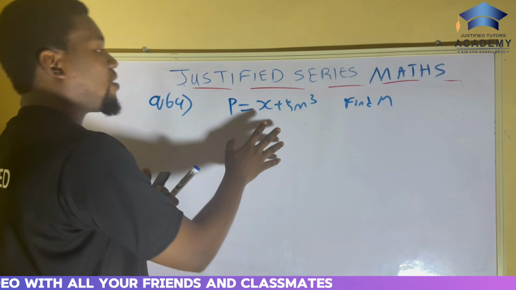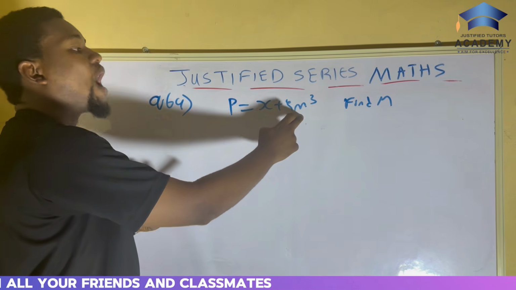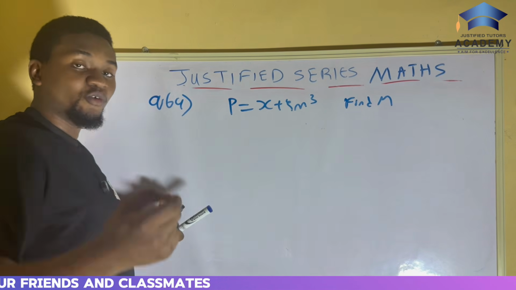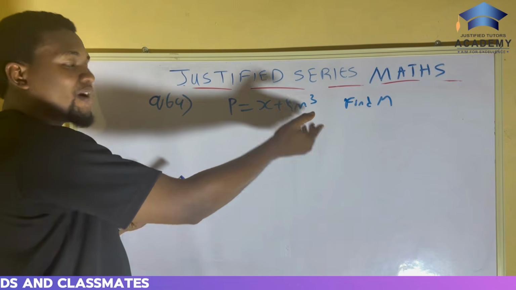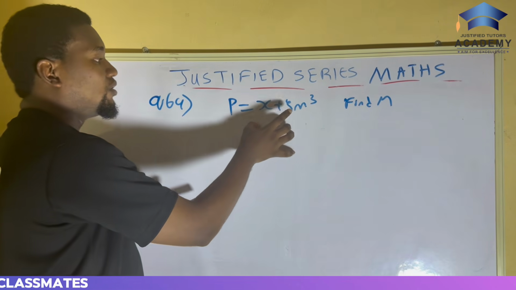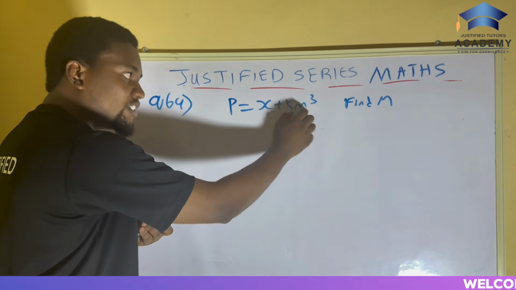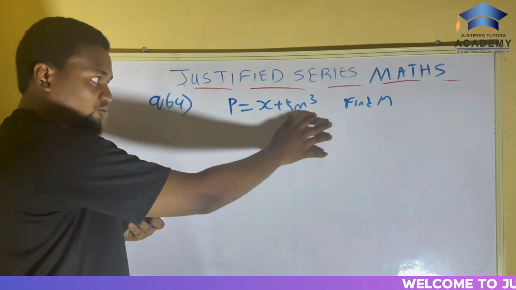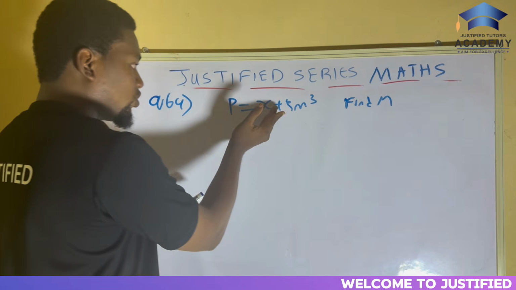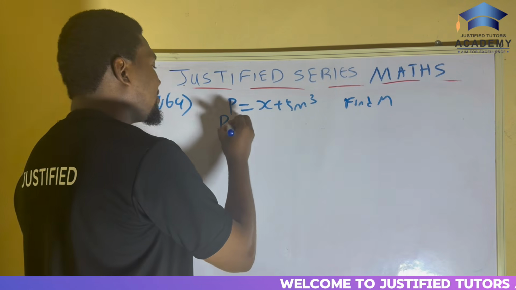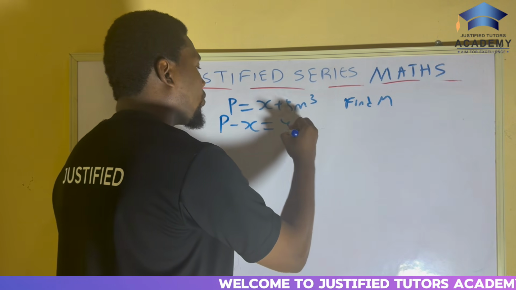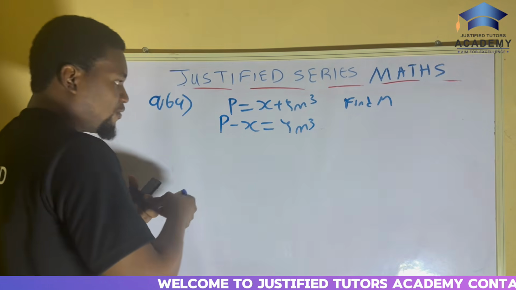So now let's make our m the subject of the formula. What do you do here? Remember the instructions: collect like terms. Look for how we can isolate these two together. You move this one to the left, so it becomes p minus x equal to y m cube.